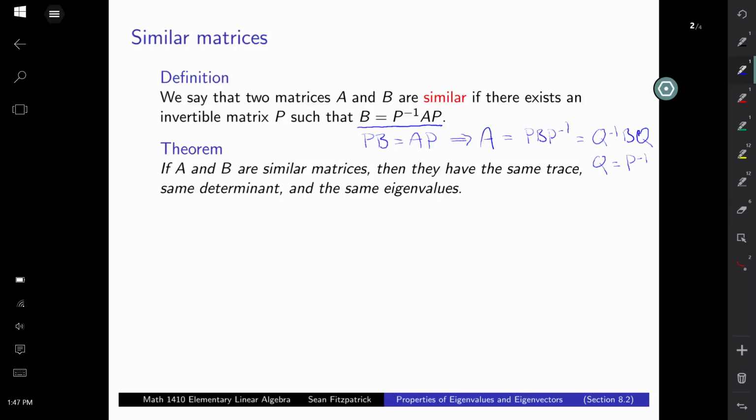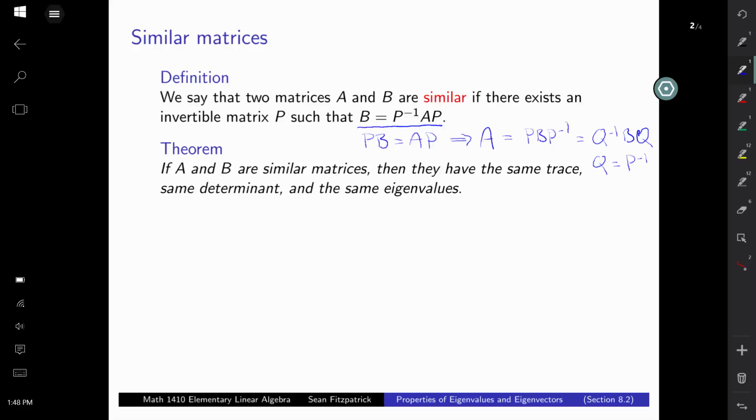And so saying that B is similar to A is the same thing as saying that A is similar to B. So this is a symmetric relation between these two matrices. In fact, this is an example of what's called an equivalence relation. So not only is it symmetric, in the sense that saying A is similar to B is the same thing as saying B is similar to A, every matrix is also similar to itself, because I can take P to be the identity matrix.